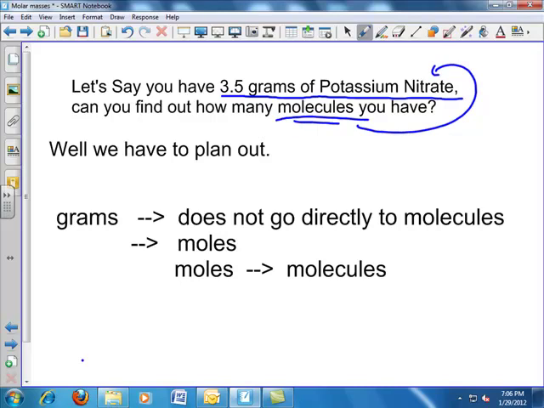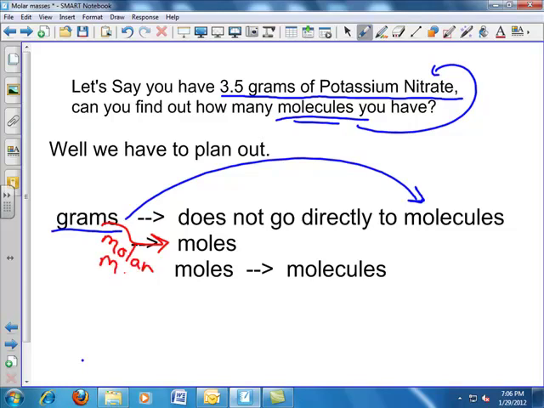Well, we need to plan this out. I'm starting with grams, but in all of my conversions, I do not have a direct path to molecules. There is no way to go directly from grams to molecules. I can, however, go from grams to moles. What was the name of that number that allows me to go from grams to moles? Hopefully you are saying molar mass. And then once I get to moles, then I do have a way to get to molecules.